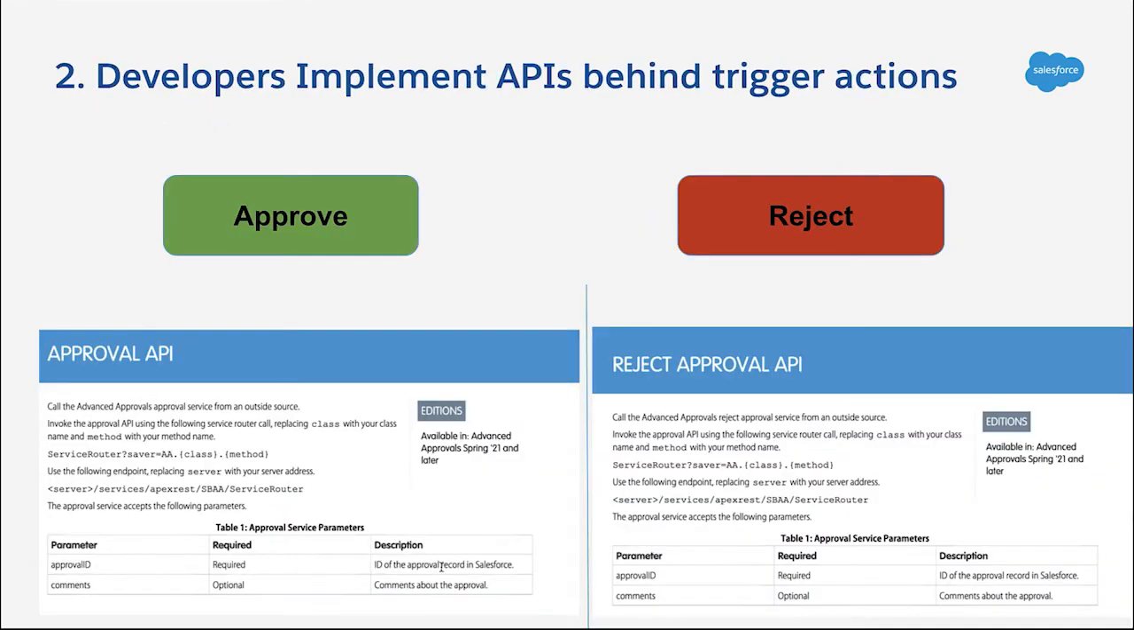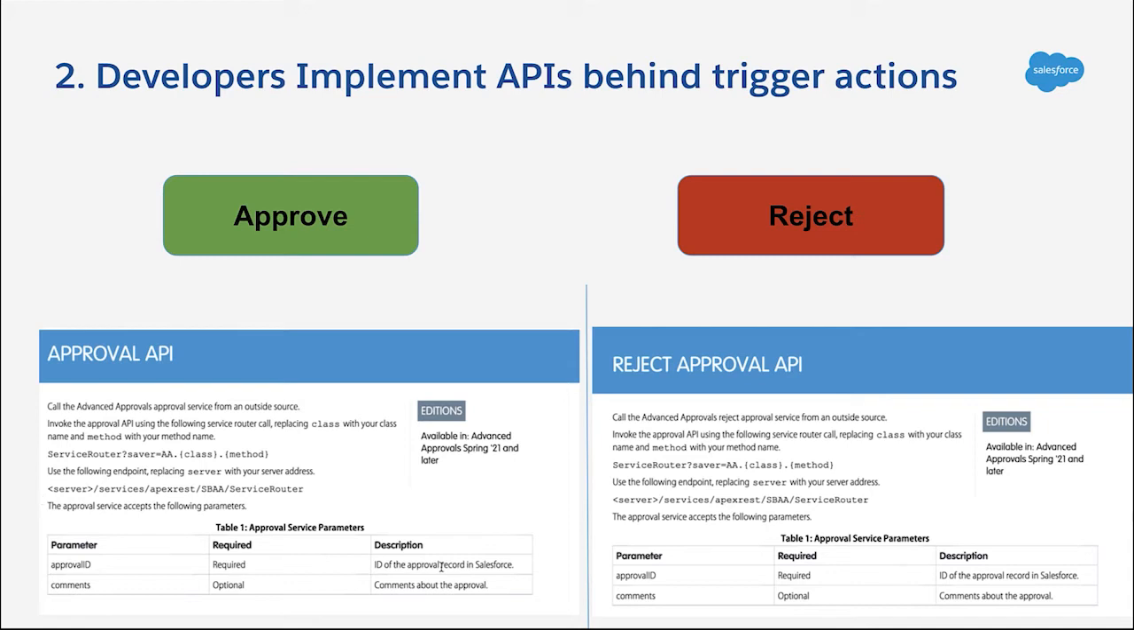The next step will be for developers to implement the necessary trigger actions in their systems for users to either approve or reject the record. Please check the developer guide for more details around the API request structure. The APIs will allow you to pass the user's approval or rejection for the record, along with some user comments.